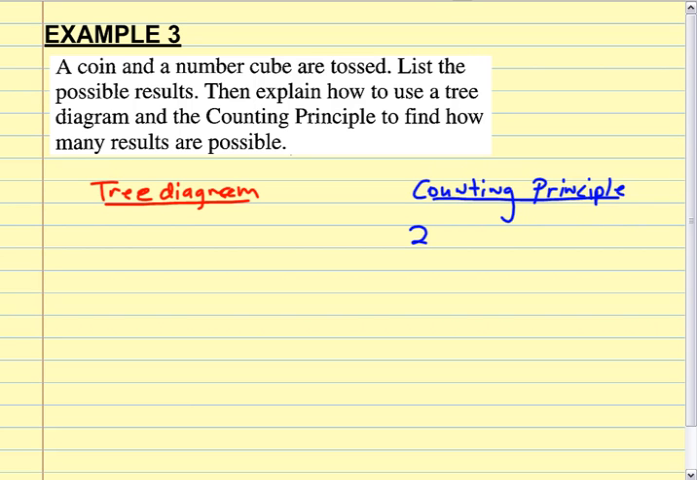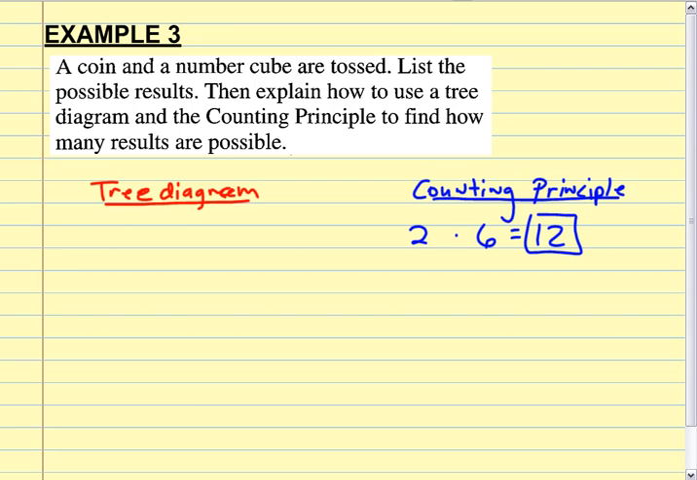How many possible outcomes for the number cube? 6. So what do I do with these 2 numbers to find out the total number of possibilities? Do you multiply? I do. The counting principle says just multiply them, and it gives you the answer.